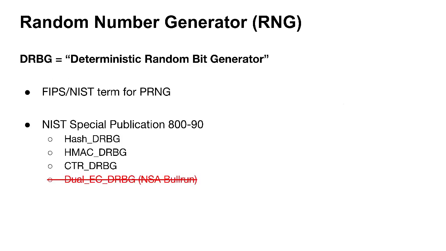DRBG, this is essentially the FIPS or NIST term for PRNG. Their special publication 800-90 defined 4 different DRBG implementations: one based on a hash, one based on an HMAC, one based on a counter, AES counter, and then Dual EC DRBG. A few years back, the Dual EC DRBG was unveiled to be backdoored as part of the NSA Bullrun project. And so that one's kind of dropped off the list and hopefully gone away. wolfCrypt itself implements the Hash DRBG from this specification.